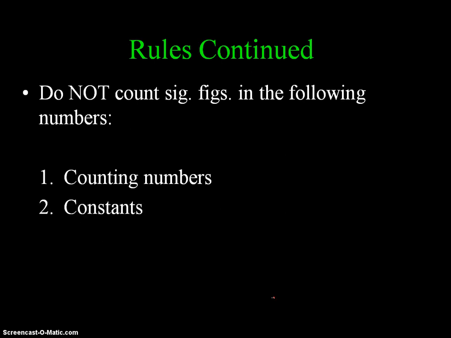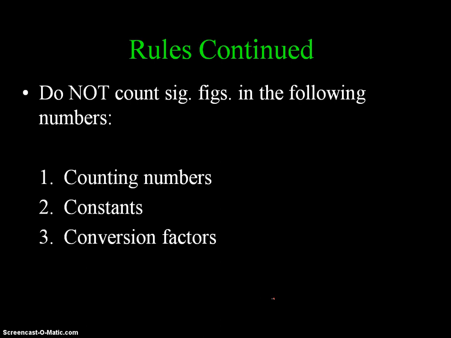Number 2, constants. If it's a constant, a number we provide you with, chances are there's more precision or accuracy there than we're giving you. We're probably giving it to you with 3 or 4 sig figs of accuracy, just to make it an easy number to remember. That means you do not allow it to be a determining factor in your number of sig figs. You're going to use your measured values to be your determining factor in your number of sig figs.